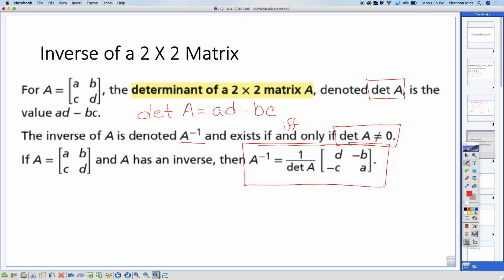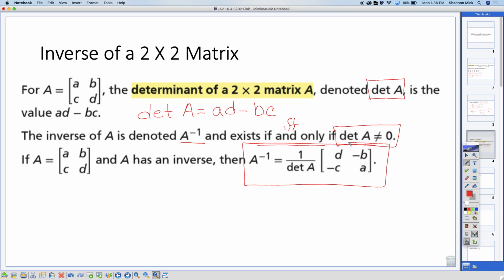Wouldn't you rather do this than what we just got done doing? Sure. Yes. You're doing the same thing, but a lot quicker, and your brain doesn't have to think. It just uses the formula. But it only works with 2 by 2. This way to find A inverse works for more than a 2 by 2, but the determinant, the way we're finding the determinant, only works for 2 by 2.